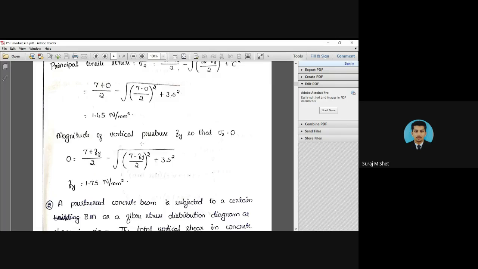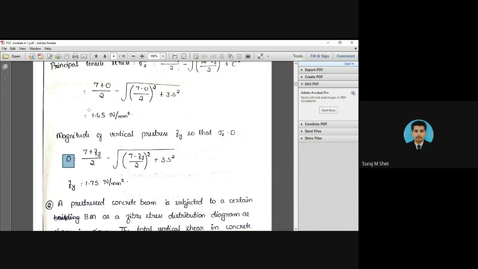So to calculate the magnitude of the vertical pre-stress, we have to assume sigma 2 is equal to 0. If I substitute sigma 2 value as 0, I can calculate the Fy force, how much force is acting on the pre-stressing body. So just substitute the values and calculate the unknown value of Fy. In the previous case, the unknown value was the principal stress, because Fy was given as 0.